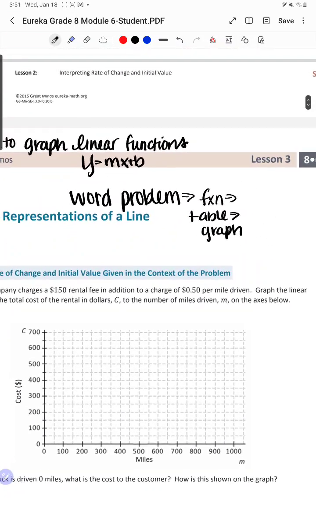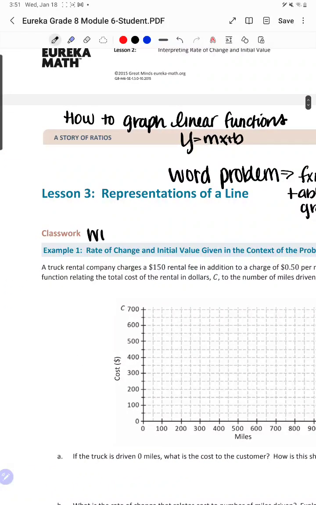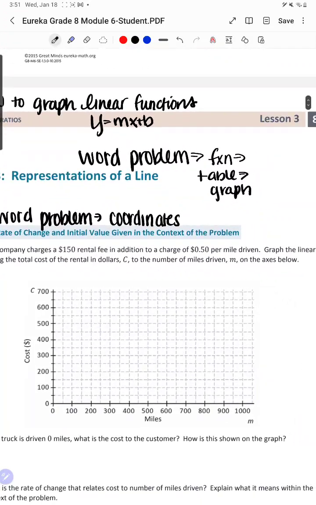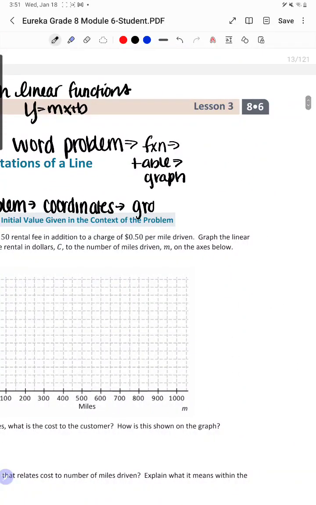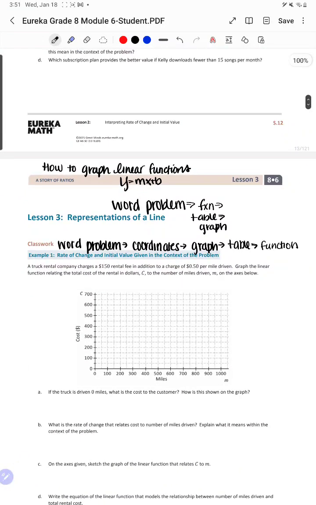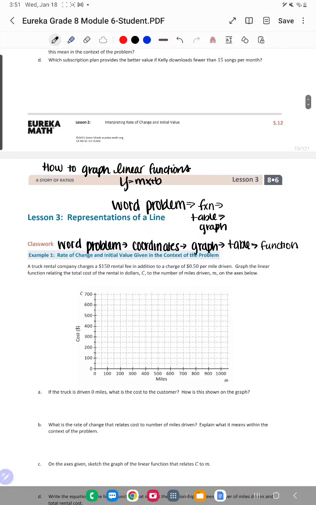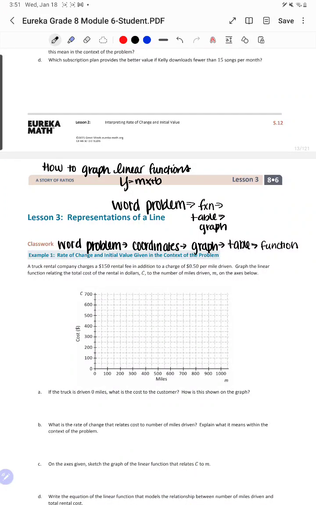Okay, now there is going to be one problem where it goes word problem to coordinates to graph to table to function. But either way, as long as you know how to get from a word problem to a function or from a word problem to some coordinates, you will be able to get to where you need to go, okay?